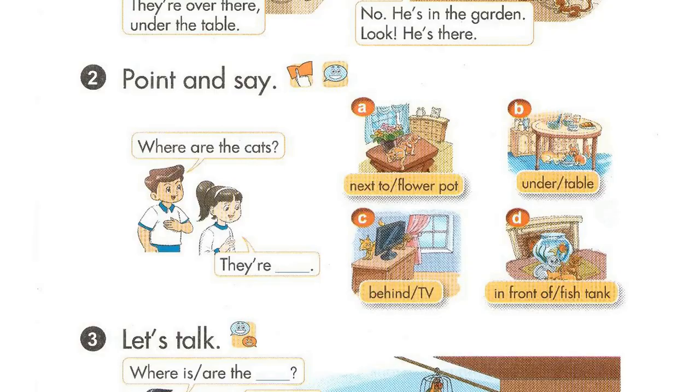Page 42. Lesson 2. Activity 2. Point and say. Where are the cats? They're next to the flower pot.